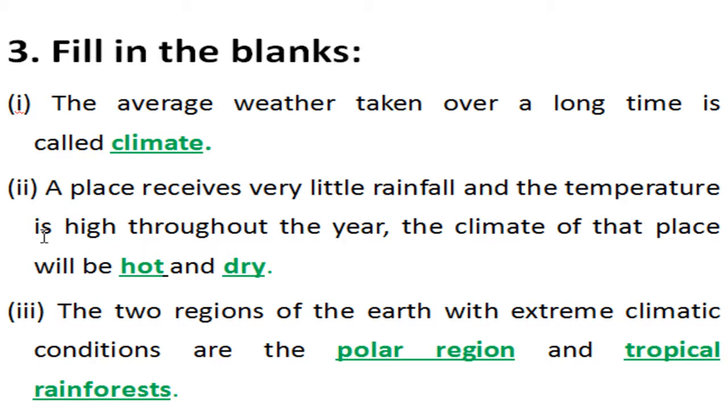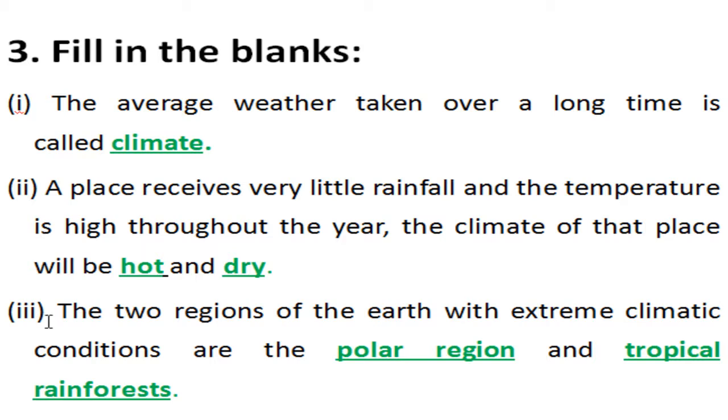Second, filling the blank. A place receives very little rainfall and the temperature is high throughout the year. The climate of that place will be dash and dash. So, a place that receives very little rainfall and the temperature is high throughout the year, the climate of that place would be hot and dry because there is no rainfall or very little rainfall. So, the climate would be dry or hot.